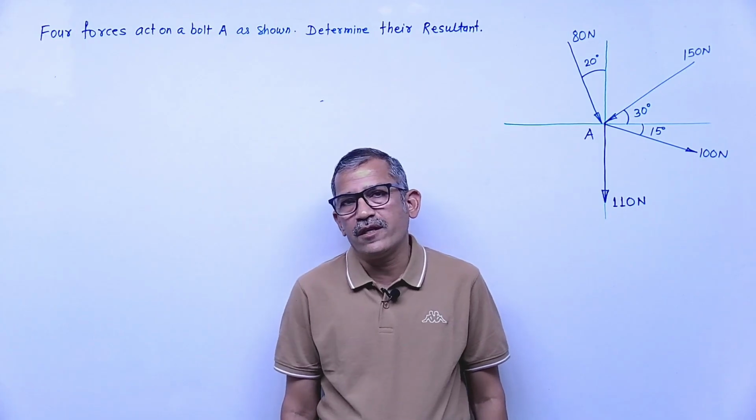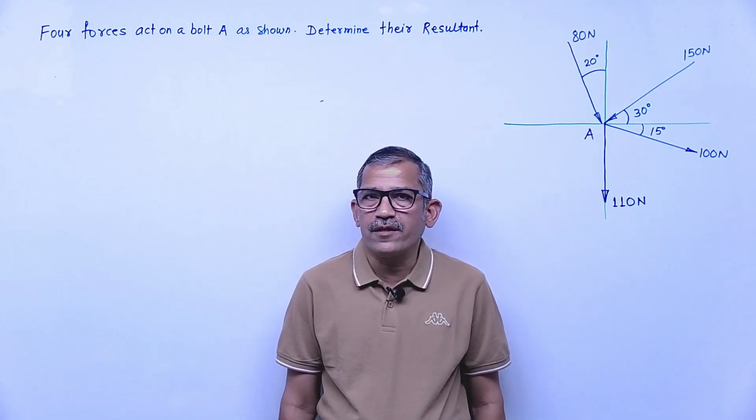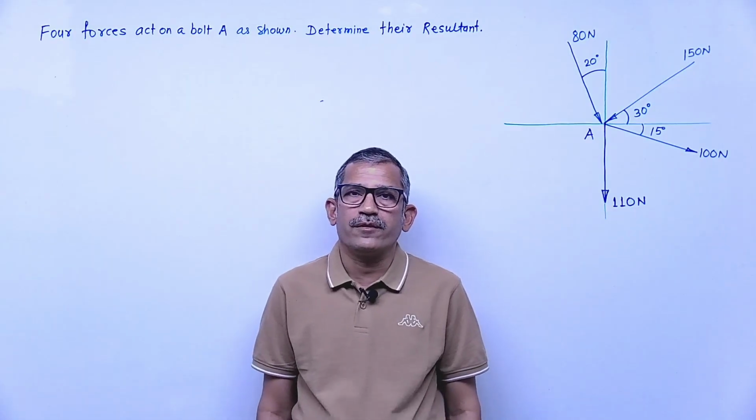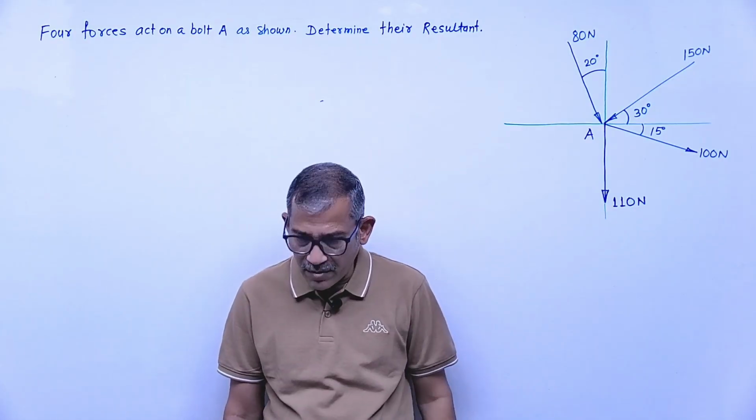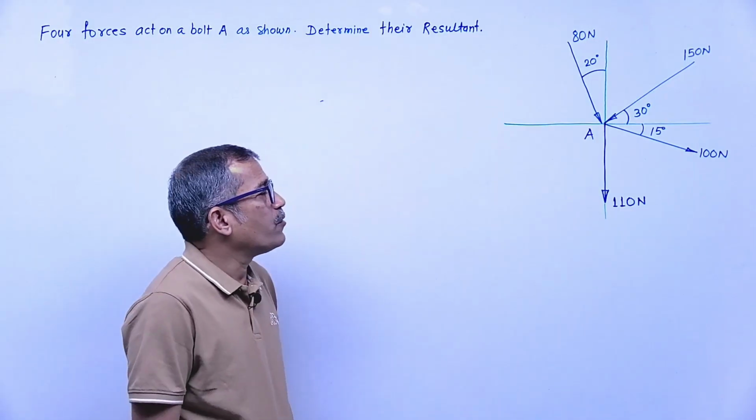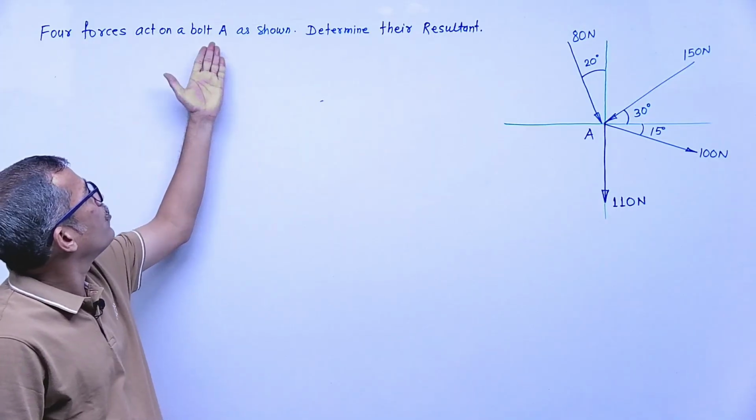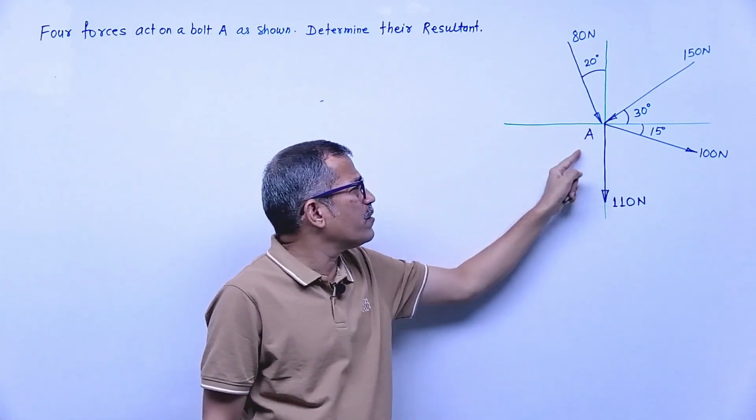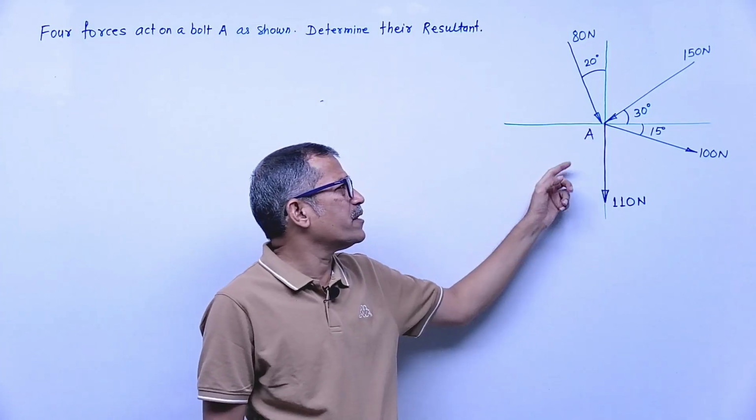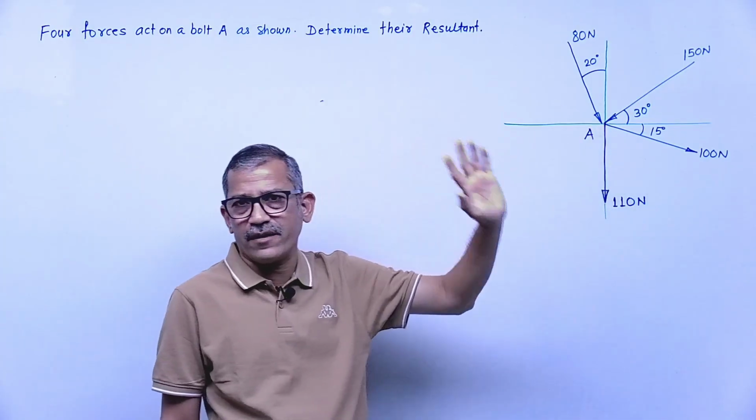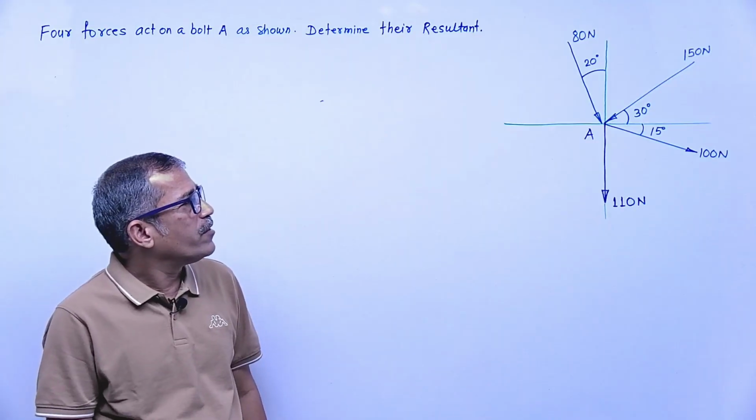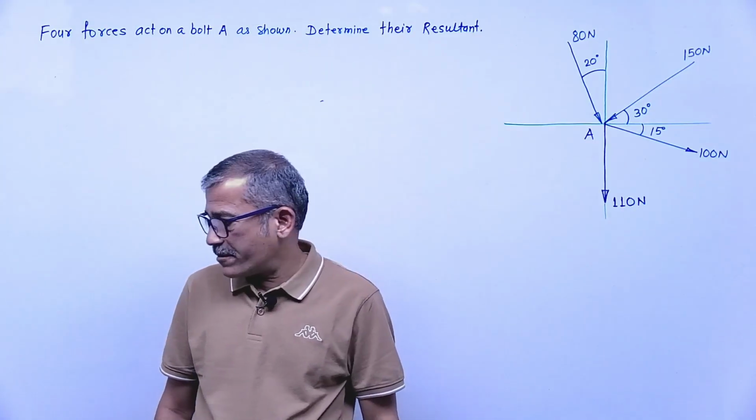Today in this lecture we will solve a problem of the resultant of a concurrent force system. Four forces are given in the figure and the problem asks us to find their resultant. Four forces act on a bolt A. The bolt was given in the figure, I have not represented it. So four forces are acting at A, right? Find out what? The resultant.